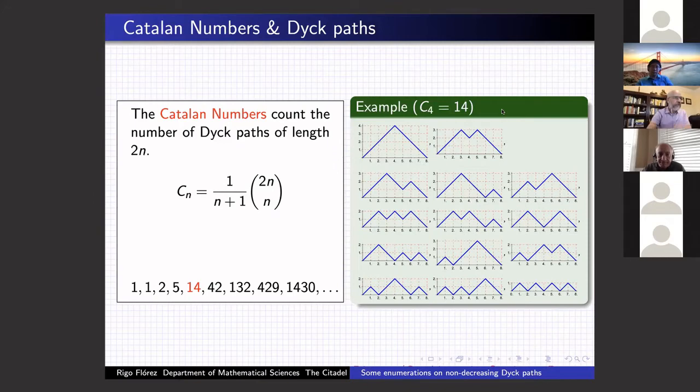To count the Dyck paths, we use the Catalan numbers. And I told you before, 14 was a special number. It is because it's the fourth Catalan number.